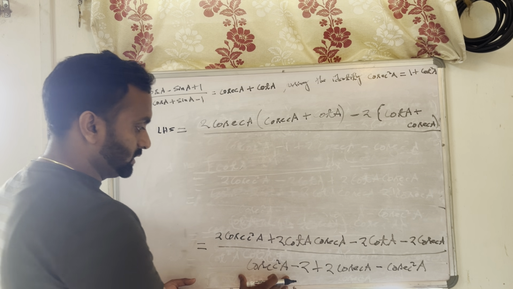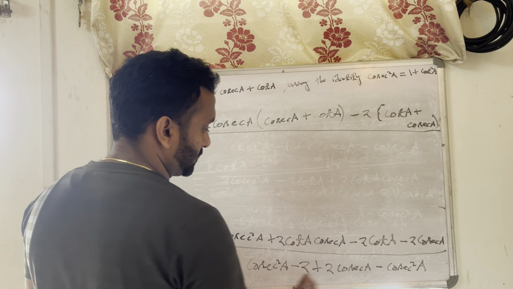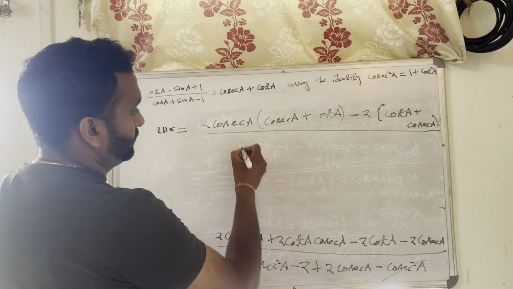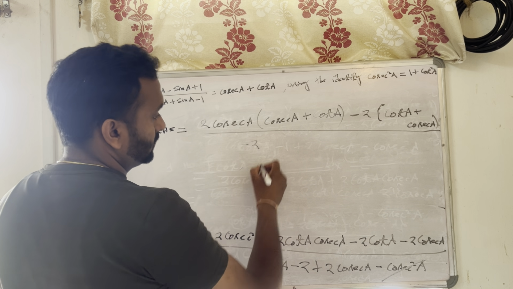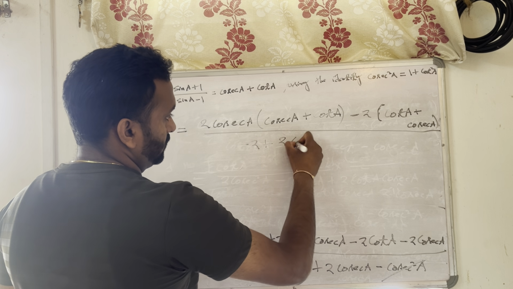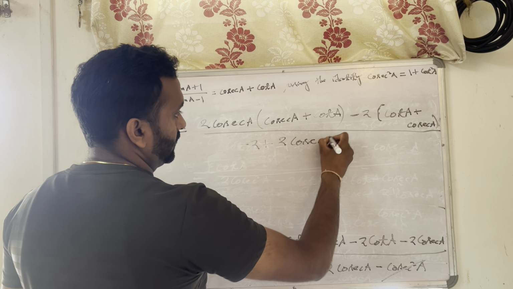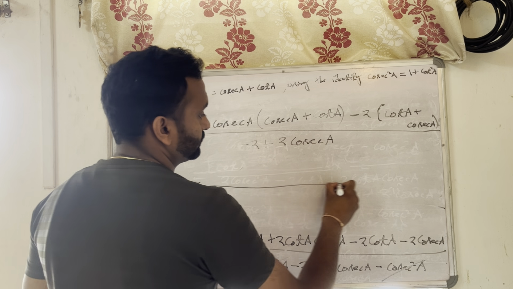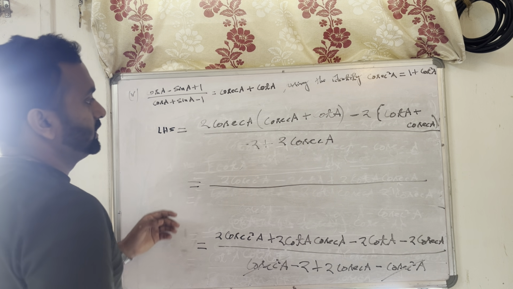Then in the denominator, let's see how much we'll get. Look carefully here. This is cosec square A, this is minus cosec square A. They get cancelled. So we are left with minus 2 plus 2 cosec A. So further solving this sum, let's see how much we get.